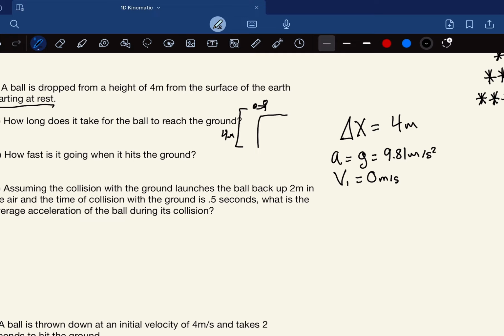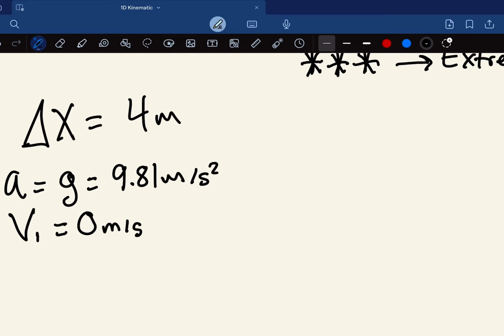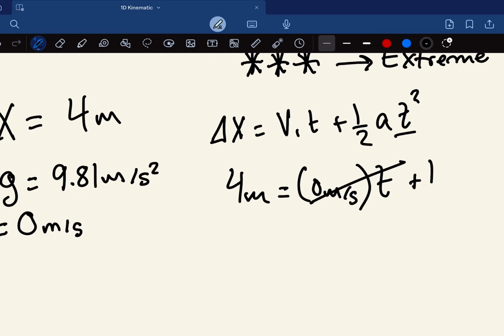The first question: how long does it take for the ball to reach the ground? This is just an equation. So we have delta x equals v_i t plus 1/2 a t squared. We are looking for t. We have delta x is 4 meters. We have v_i is 0 meters per second times t, which crosses out since 0 times anything is 0, plus 1/2 times 9.81 times t squared.